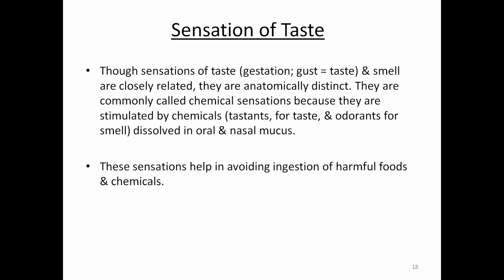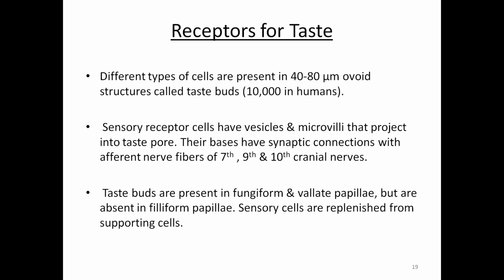These sensations help in avoiding ingestion of harmful foods and chemicals. That's the importance of the sensation of taste, as we learned about how bitter alkaloids are perhaps best avoided in humans and animals. Then we talked about different types of cells which are present in 40 to 80 micrometer ovoid structures called taste buds. I showed you the diagram of that, which are around 10,000 in humans. The sensory receptor cells have vesicles and microvilli that project into the taste pore. Their bases have synaptic connections with afferent nerve fibers of the 7th, 9th, and 10th cranial nerves. Vagus is your 10th cranial nerve.